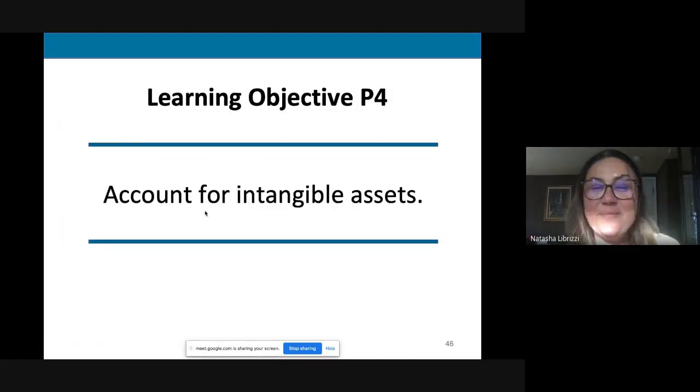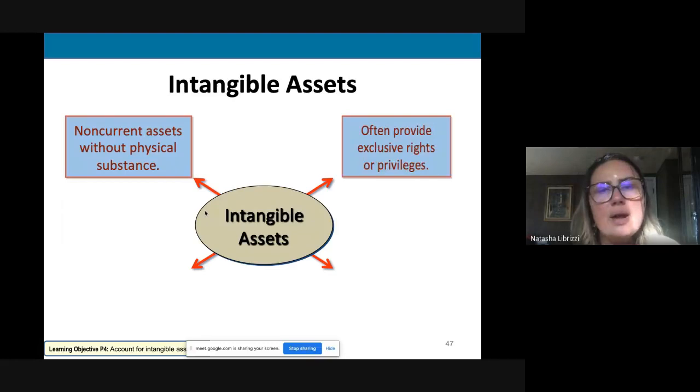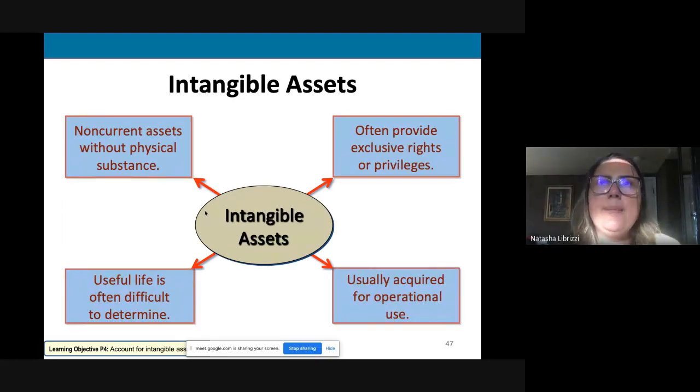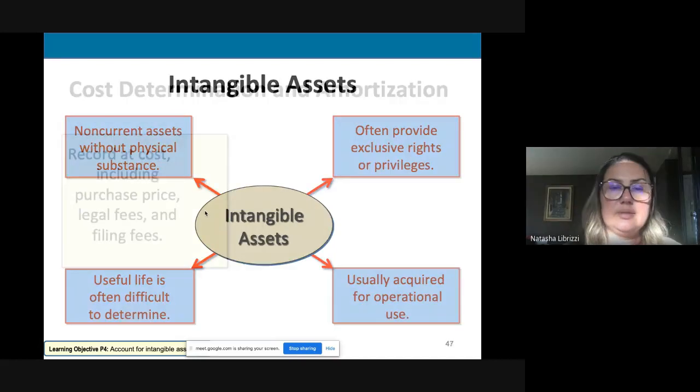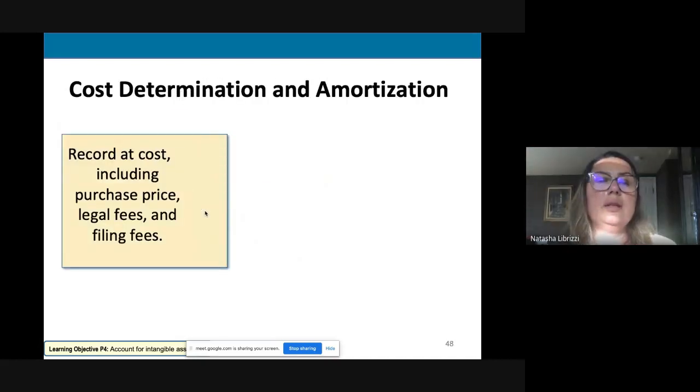Intangible assets. I mentioned them in the beginning, and we use the word amortization for them. These are things like copyrights and patents. They are non-current assets. They're also going to be on a balance sheet, and they'll have their own category. They often provide exclusive rights and privileges. A lot of times companies have to fight to keep those privileges, so it's quite expensive to maintain them. And they do have a value. That's why a lot of times you get charged a lot of money.